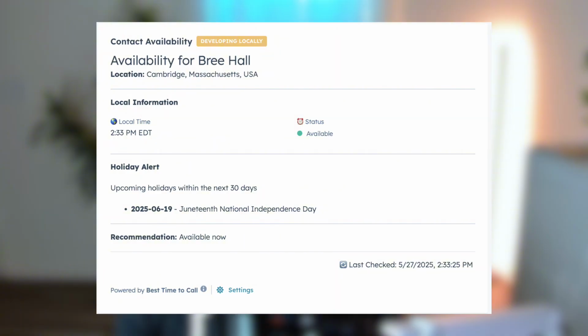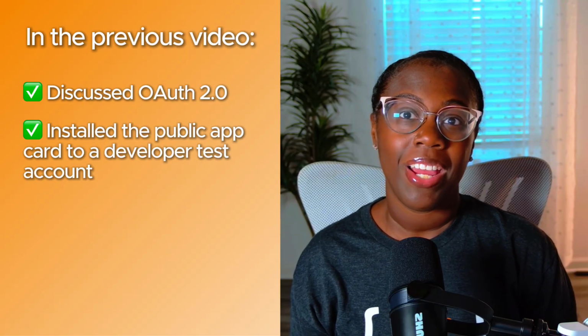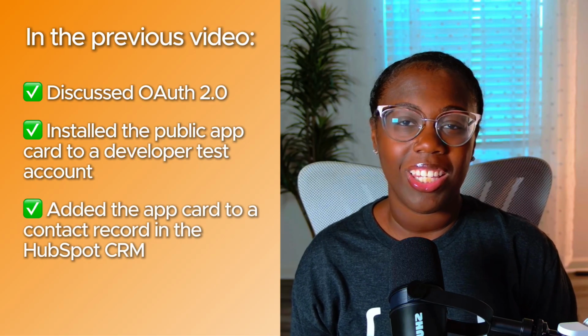Did you catch the last video in this series? We're building a global contact availability public app card that takes the guesswork out of knowing if it's a good time to call a contact by showing their current availability. In the last video, we successfully broke down OAuth 2.0, securely installed our public app card onto a developer test account, and saw our UI extension card live within the CRM.